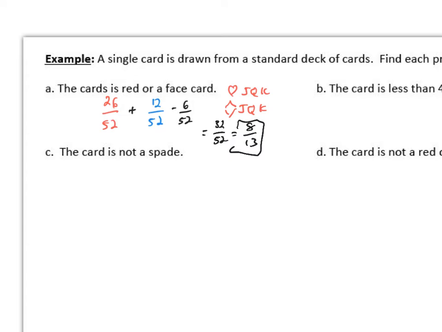So this is what we mean by double counting. We double counted these, and we have to take those out in order to make sure that we don't accidentally count them twice in our process here.